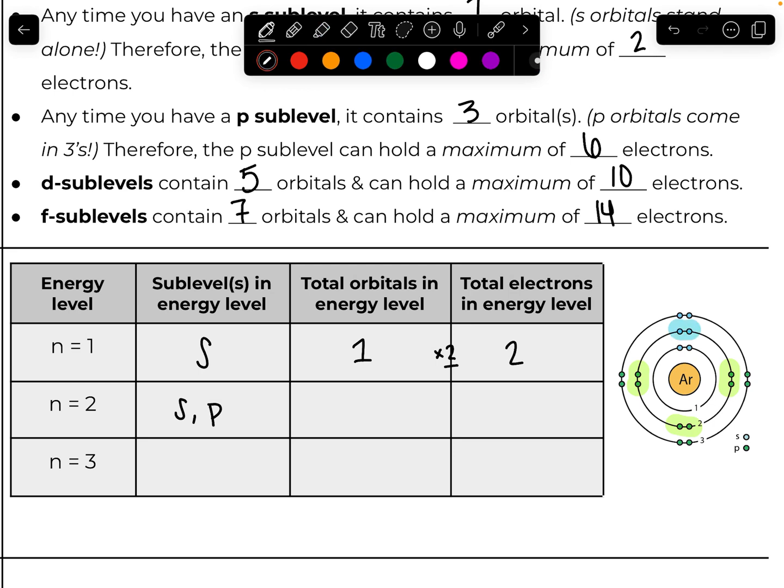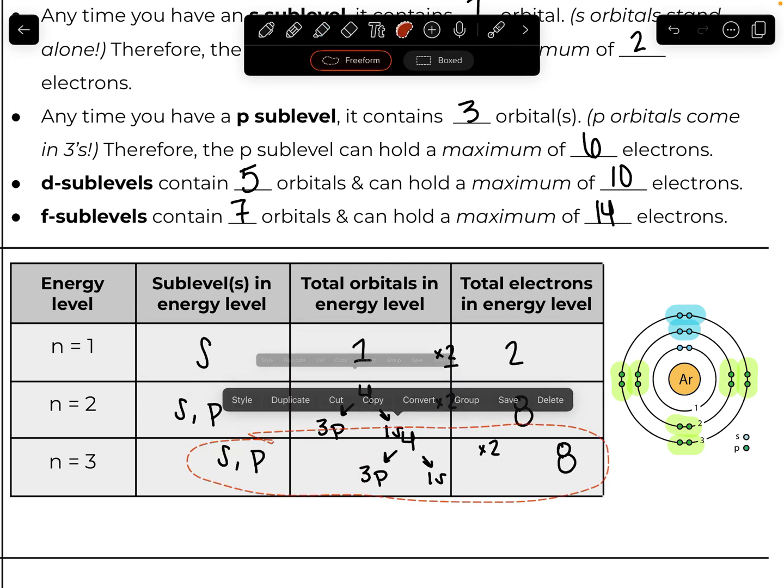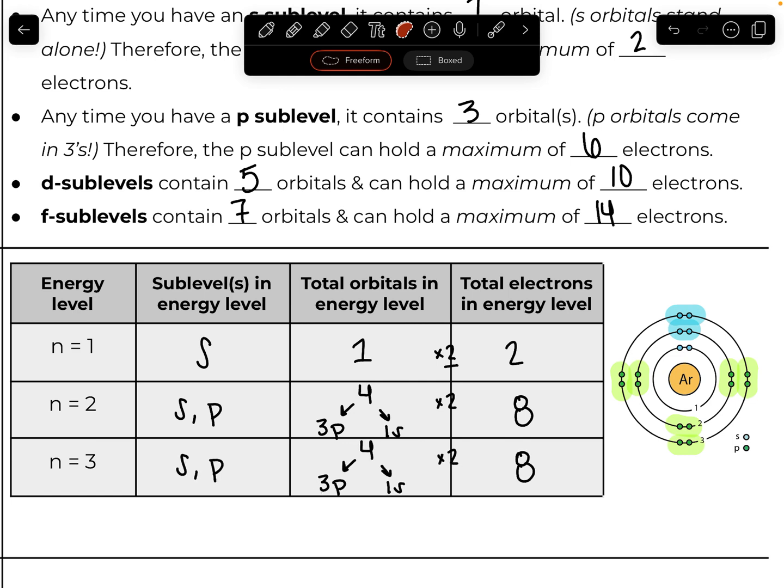So the total orbitals that are in the energy level, there's 4 of them. There's 3 that are coming from P, and there's 1 that's coming from S. How many electrons total can fit in there in n equals 2? 8. It's the exact same thing that we're seeing for n equals 3. I have 2, 4, 6 electrons in p orbitals, 2 electrons in an s orbital. So I'm just going to copy this entire portion of the table because it matches up directly.